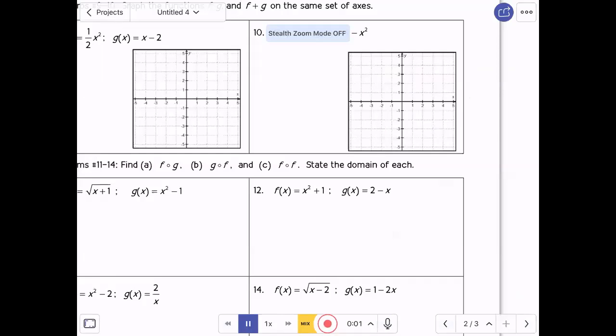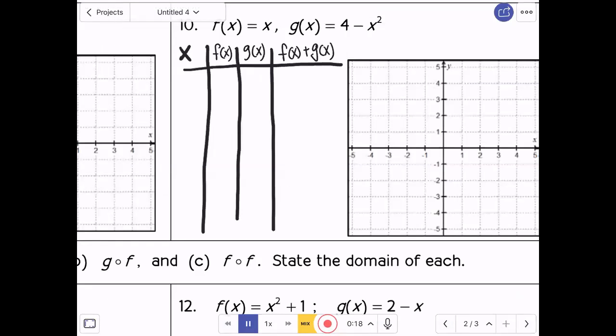Hello everyone. For this lesson, we are going to continue working on combinations of functions. Number 10 asks you to graph f plus g. First, let's find out what f and g are. To graph them, we are going to use specific x values to plot the points. First, I am going to decide the numbers for x. It can be any random number.